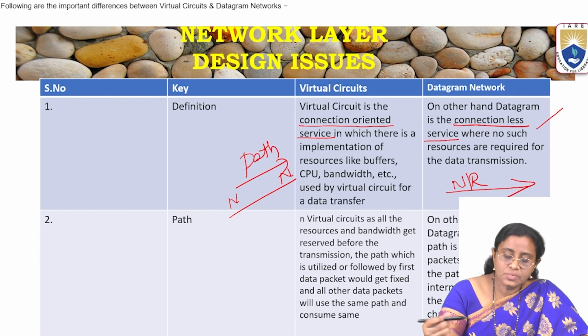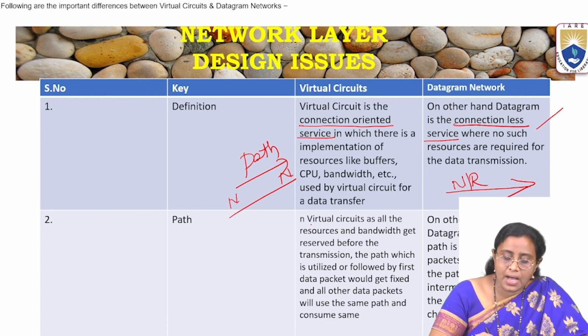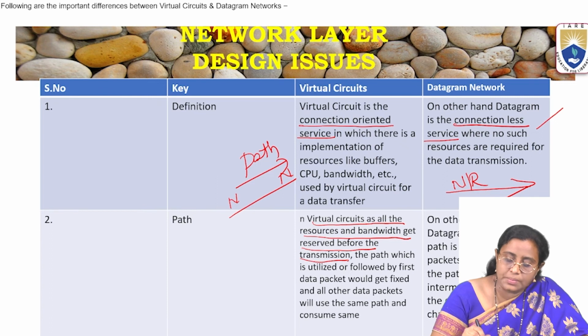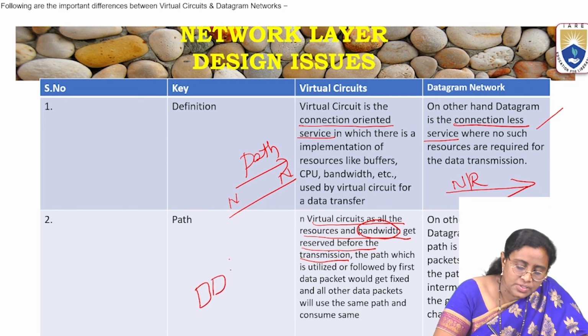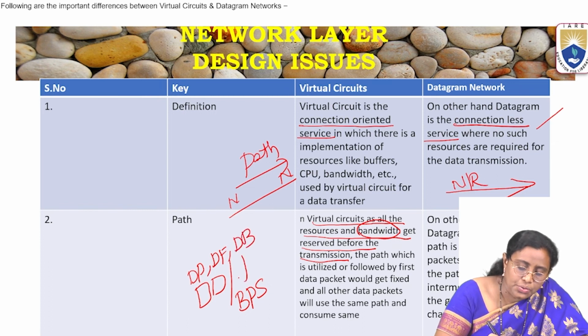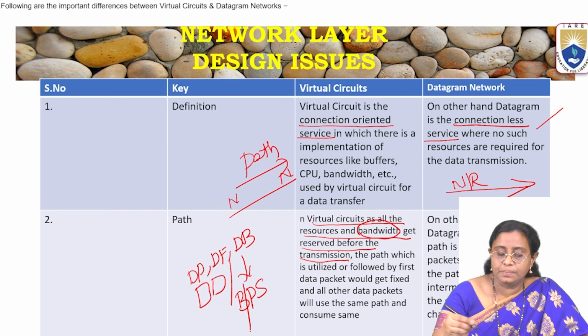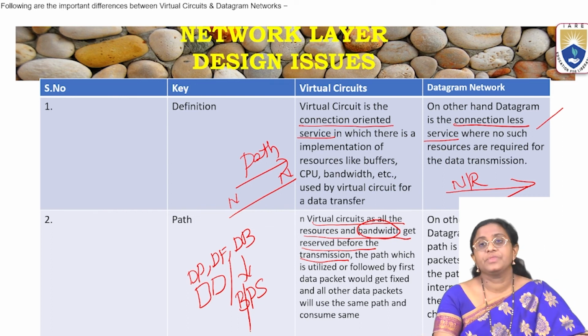So here, if you can identify, the path means n number of virtual circuits, as well as all the resources and bandwidth, get reserved before the transmission. What do you mean by bandwidth? Bandwidth is the number of bits or frames that can be transmitted per second. The number of data packets, data frames or data bits that can be transmitted in bits per second is what we call bandwidth.